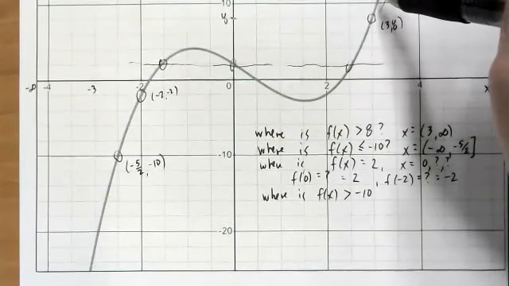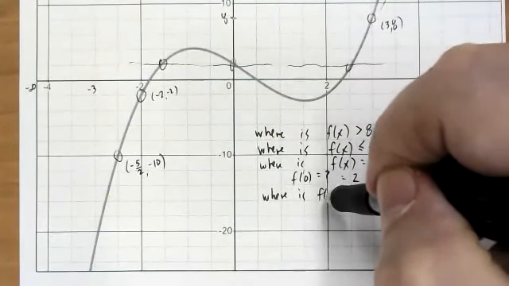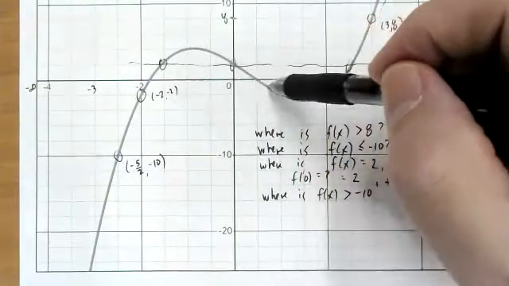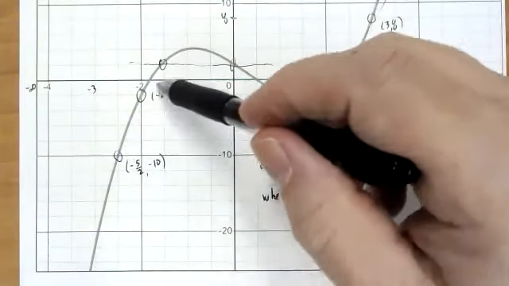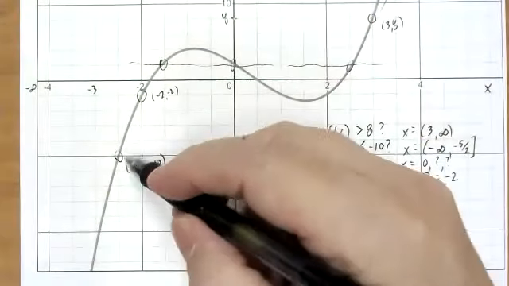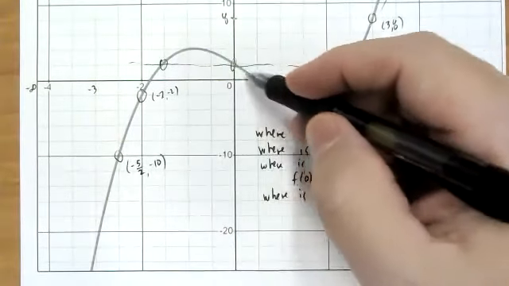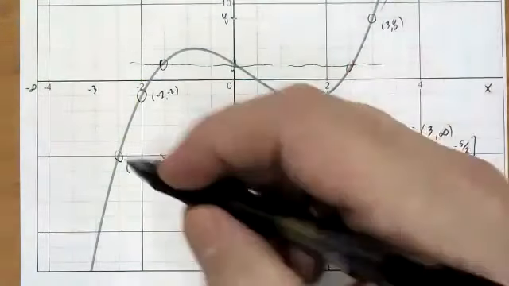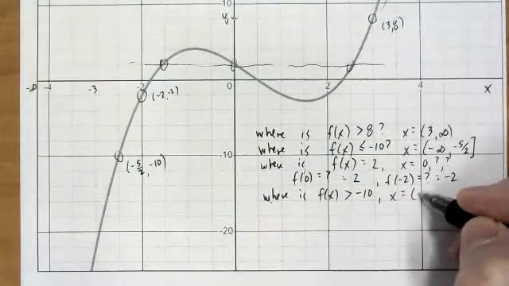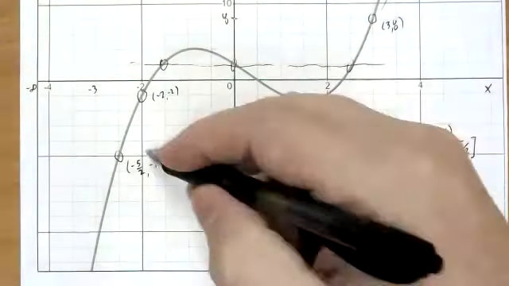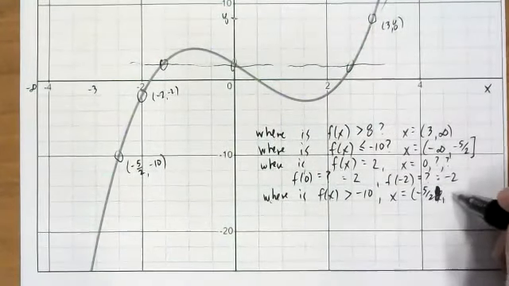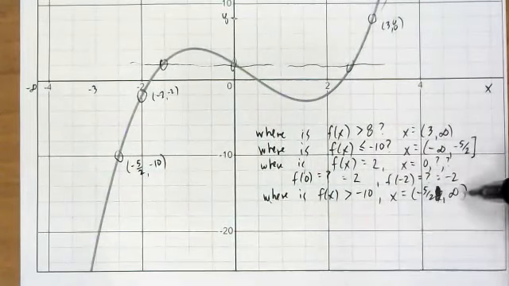So really, the solution to this question, where is the function greater than negative 10, you start here, and the whole rest of this function is always going to be greater than negative 10. So we're going to start here, and we have to write the interval for the values of x in this part of the graph. So it looks like we start at negative 5/2, and because it keeps going on, negative 5/2 to infinity.